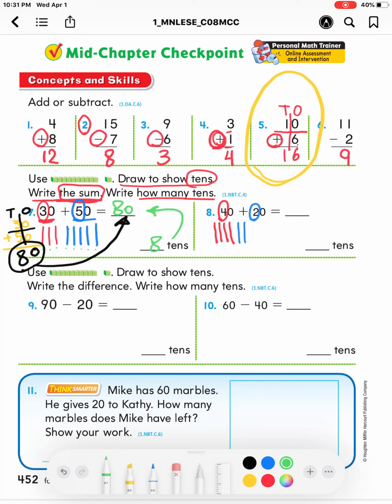Let's count how many tens do we have. 1, 2, 3, 4, 5, and 6. We have 6 tens, which means 60. And you can do the same like we did here.